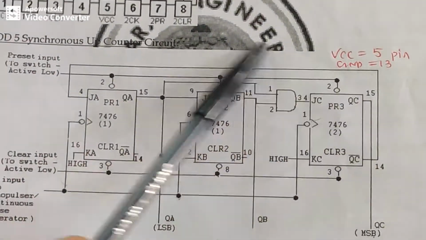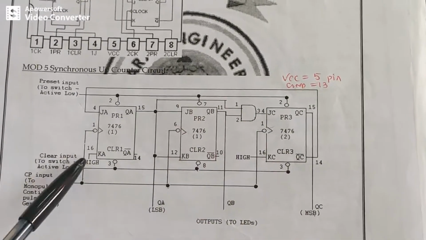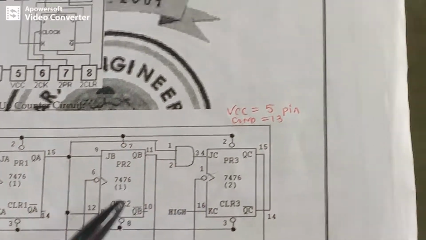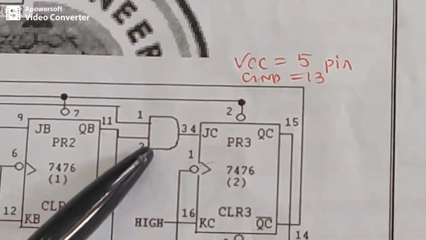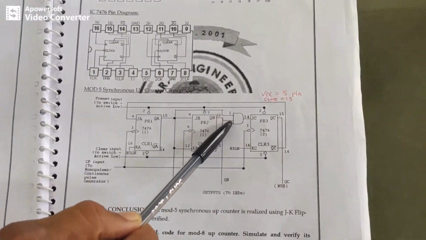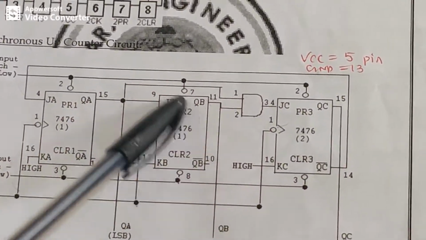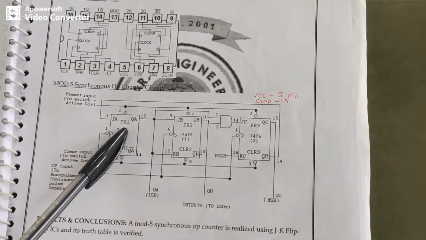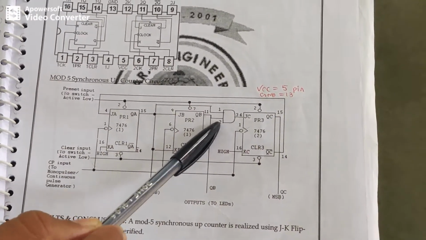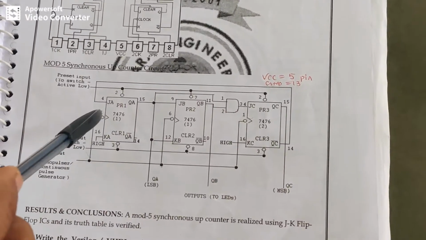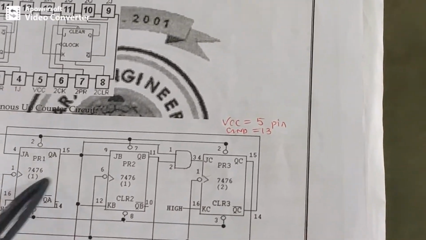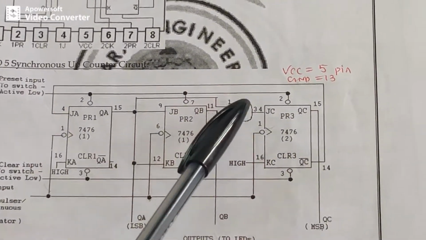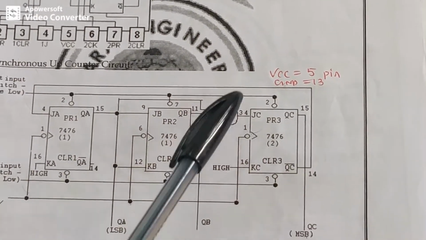Now, the related circuit diagram for the mod 5 counter is this one. Here we need two 7476 ICs, and we need one AND gate IC, that is 7408. 7476 is a 16 pin IC and the AND gate 7408 is a 14 pin IC. Make a note that for 7476, VCC is pin number 5 and ground is 13. For 7408, VCC is 14 and ground is 7.